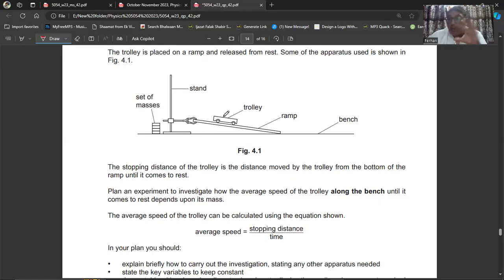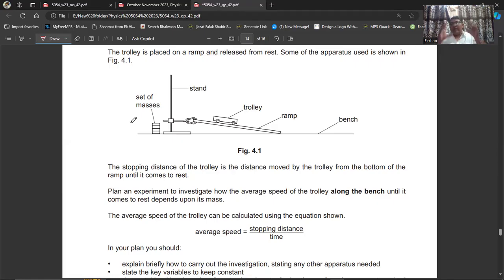The trolley should be the same, and the angle of the ramp, or you can say the height of the ramp, should be the same. This bench should remain the same, and the point on the ramp from where you release the trolley should be the same. Okay, then they ask us to write a table.